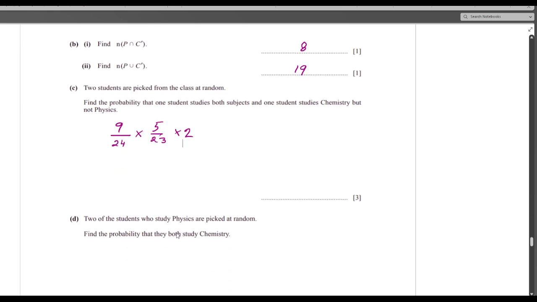So your result here is 9 divided by 24 times 5 divided by 23 times 2. It's 15 divided by 92.